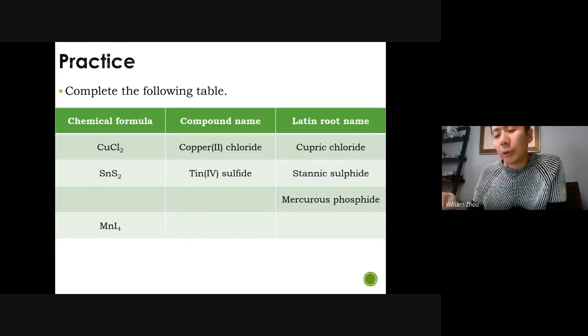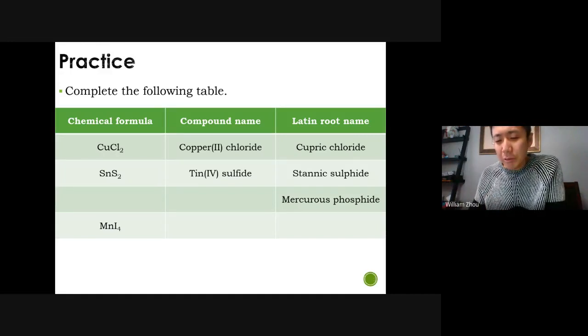Notice that I spelled sulfide with a PH. That is the older way of spelling sulfur. Sulfur usually is spelled with F, but in the past it was spelled with PH. It doesn't matter which one, they're both correct. So this is one of the only instances where you have a choice in spelling here. You want to be old school, go with the PH. You want to be modern and updated, go with the F. They're both okay.